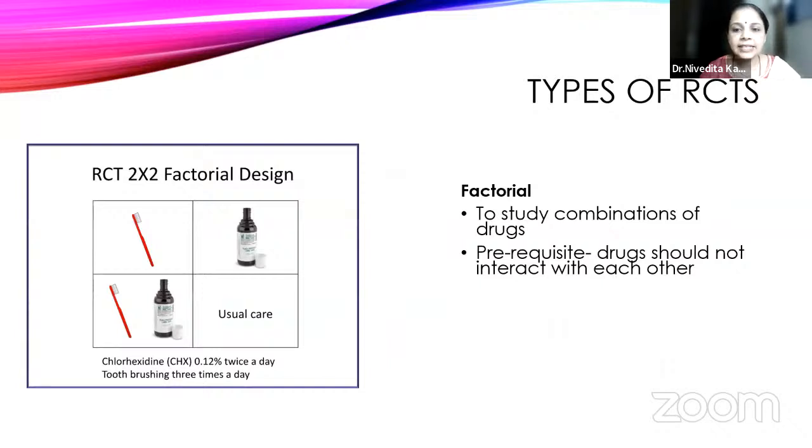A factorial design is an interesting concept where two interventions are studied independently as well as in combination and compared to that of a usual standard care. For example, brushing 3 times a day or chlorhexidine mouthwash twice a day, or a combination of this in comparison with usual care. So again, here using a small sample size, you can study 2 drugs independently as well as in combination. But the major prerequisite here is both the drugs should be indicated in the condition and the drugs should not interact with each other.